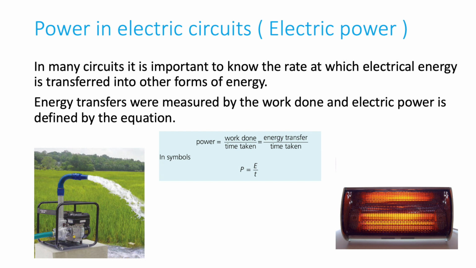Electric circuits transfer energy from the power supply to electrical components. In many circuits, it is important to know the rate at which electrical energy is transferred into other forms of energy. Energy transfers were measured by the work done, and electric power is defined by the equation power equals work done divided by time taken. Also, power is equal to energy transfer divided by time taken. That is P is equal to E divided by T.